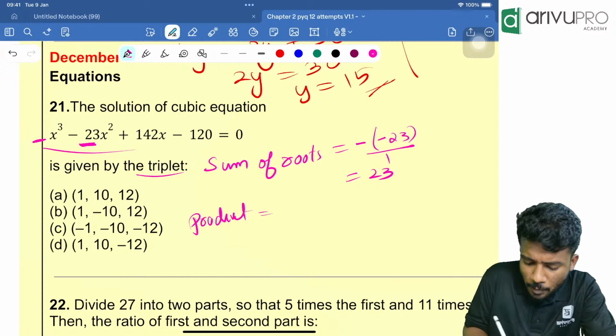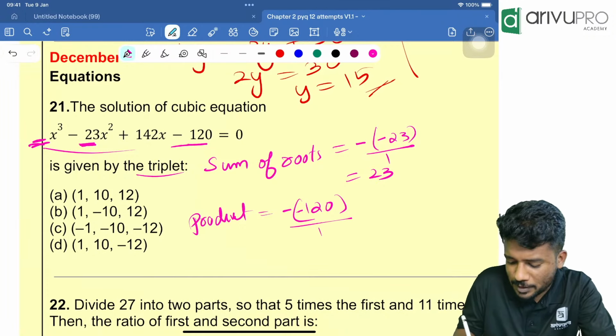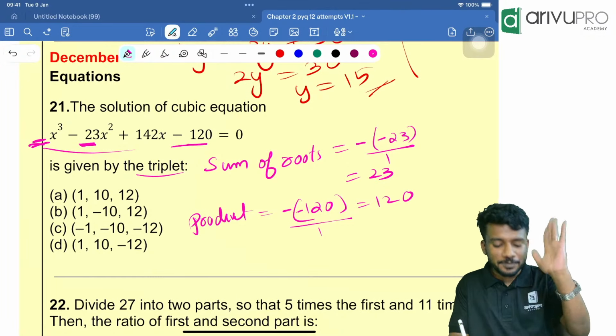Product is equal to minus of the constant term, that is minus of c, minus of minus 120, divided by the coefficient of x square, that is how much? 1, which is equal to 120. Now option hit and tell me which option is the right answer.